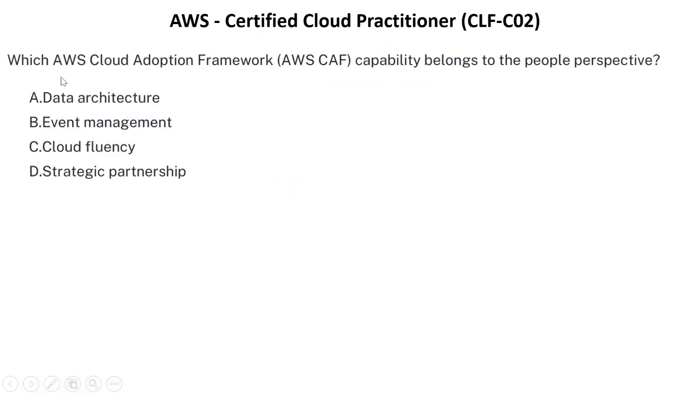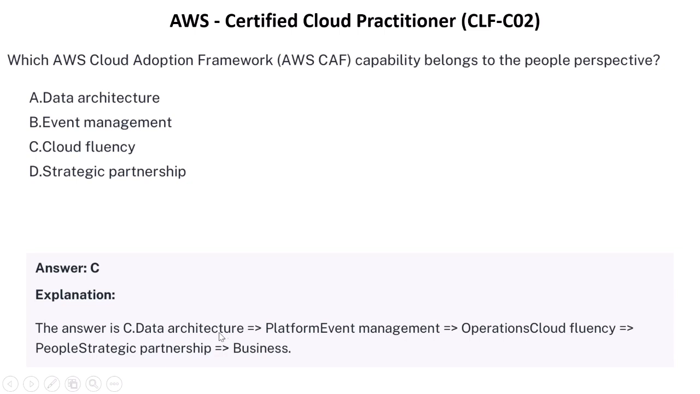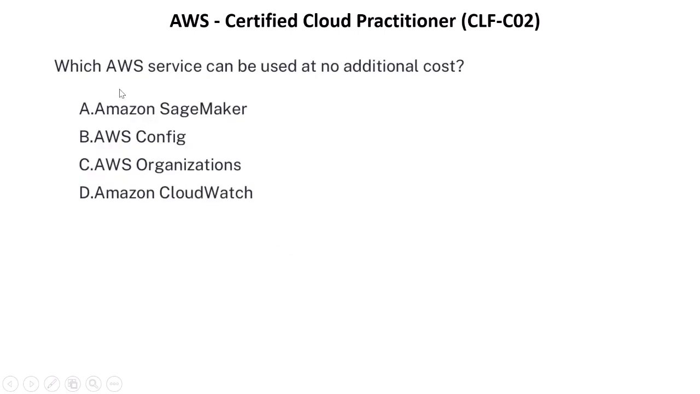Next question. Which AWS Cloud Adoption Framework capability belongs to the people perspective? The options are option A, data architecture, option B, event management, option C, cloud frequency, option D, strategic partnership. Correct answer is option C, data architecture. Next question. Which AWS service can be used at no additional cost? The options are option A, Amazon SageMaker, option B, AWS Config, option C, AWS Organizations, option D, Amazon CloudWatch.